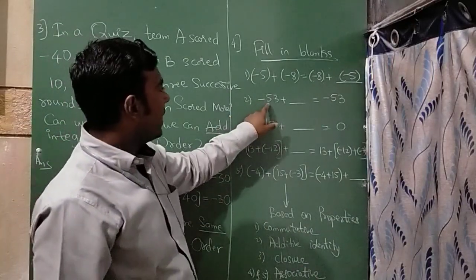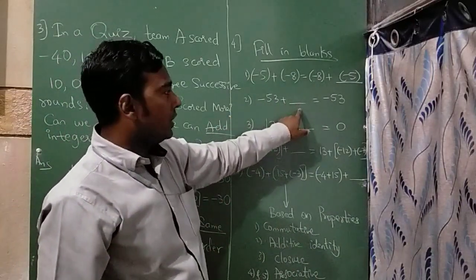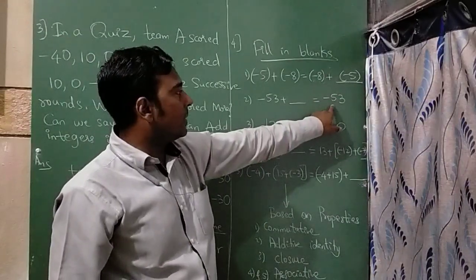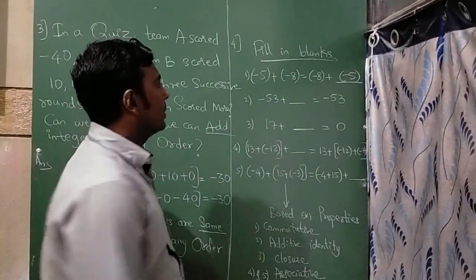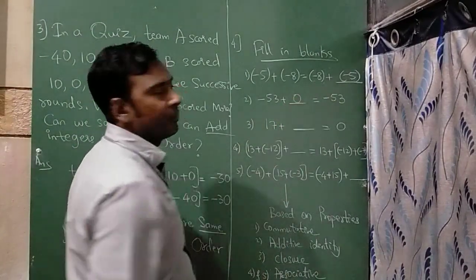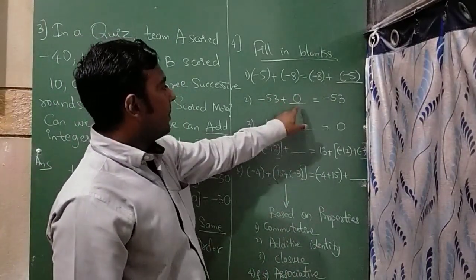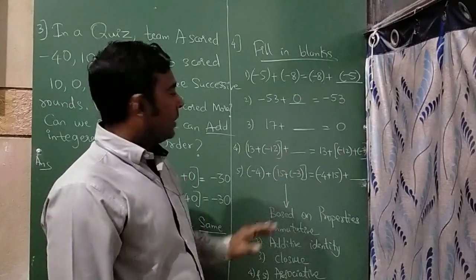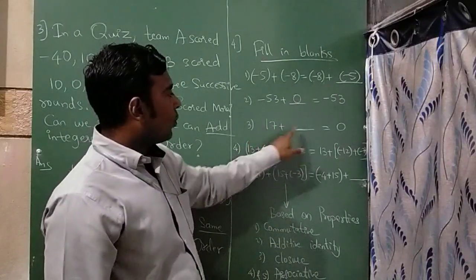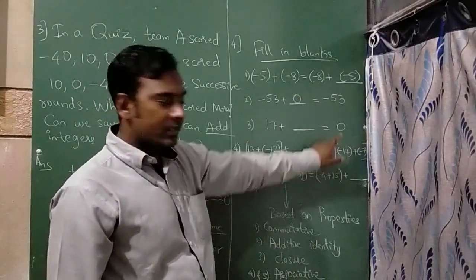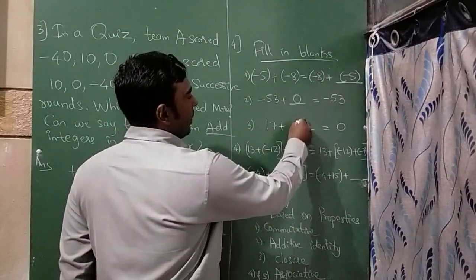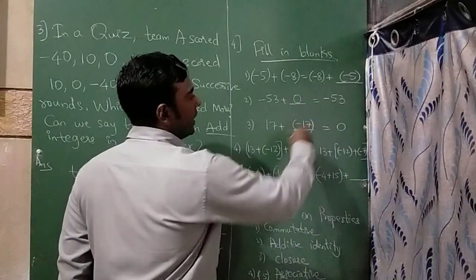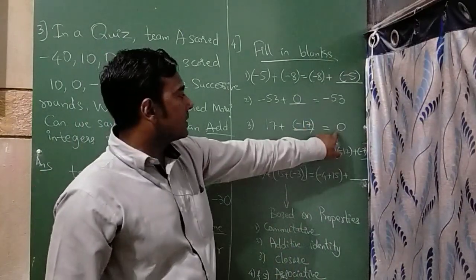The second one is minus 53 plus what you need to add here to get the same minus 53. So it is the additive identity. So it is 0. Minus 53 plus 0 is minus 53. Now the third one is 17 plus what you need to add to get 0. So it is the closure property. When one is positive, then the other should be negative to get 0.